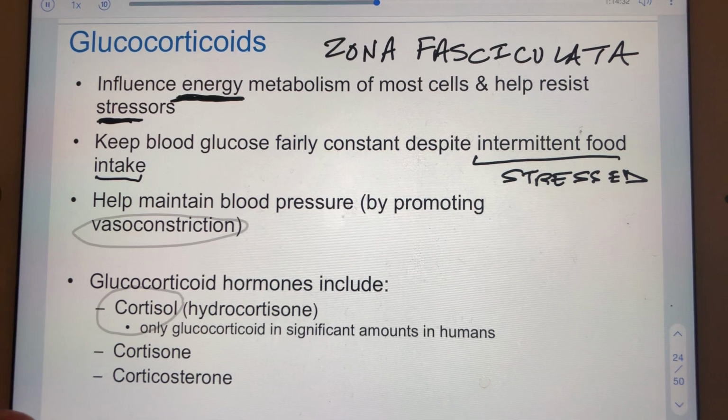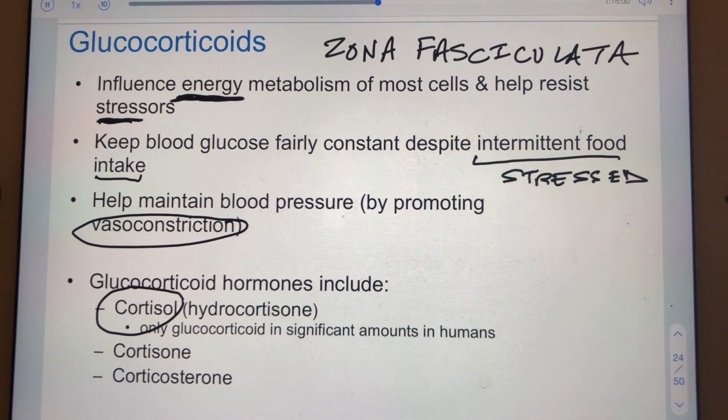And glucocorticoids also help to influence blood pressure, specifically by bringing about vasoconstriction. Now, the good news is the only glucocorticoid made in significant amounts in the human body is cortisol. So that's the one we're going to focus on.